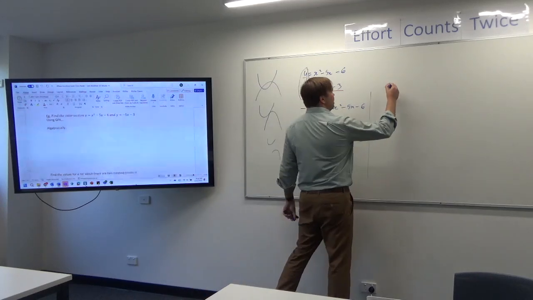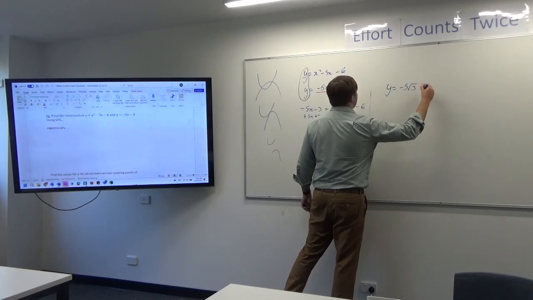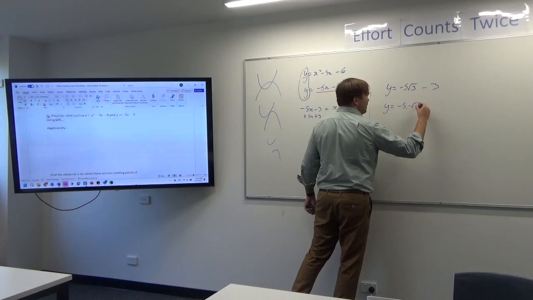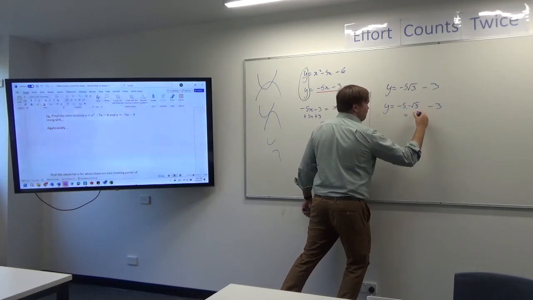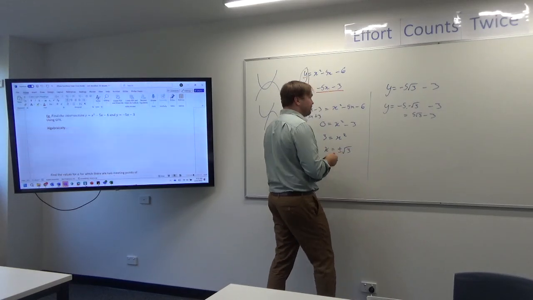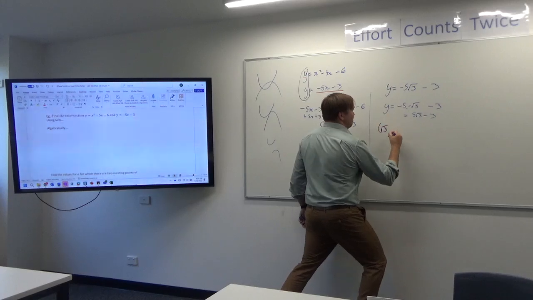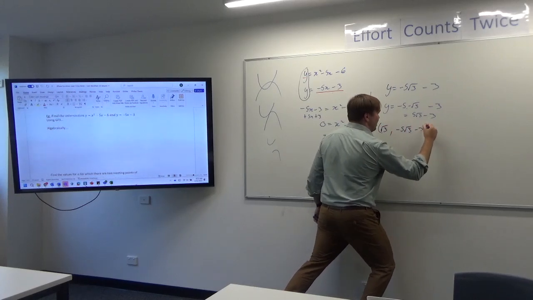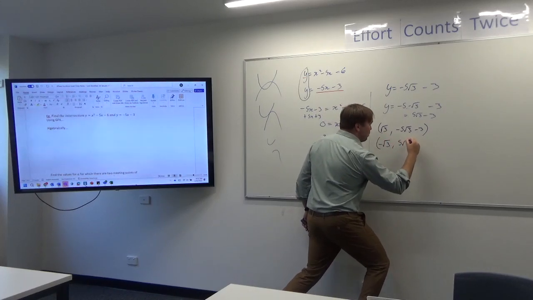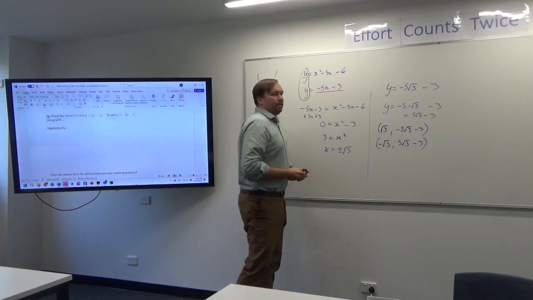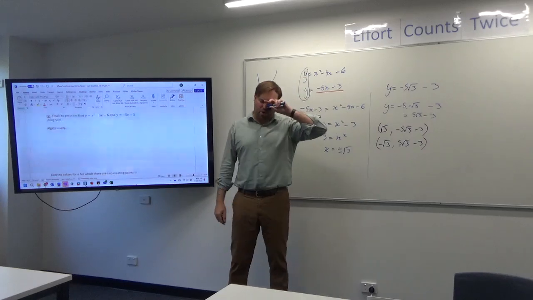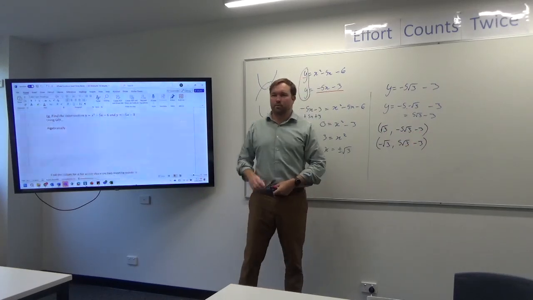Our y value would be y equals minus 5 lots of root 3 minus 3, and y equals minus 5 lots of minus root 3 minus 3, which we also write as 5 root 3 take 3. So our two points are going to be root 3, minus 5 root 3 take 3, and you can't do much with that. And our second point is minus root 3, 5 root 3 take 3. And it's completely okay for your answer to have a mixture of roots and integers, or rational and irrational.